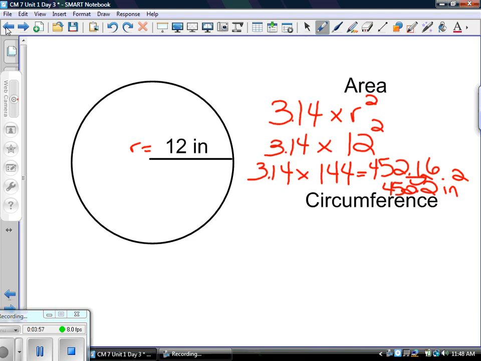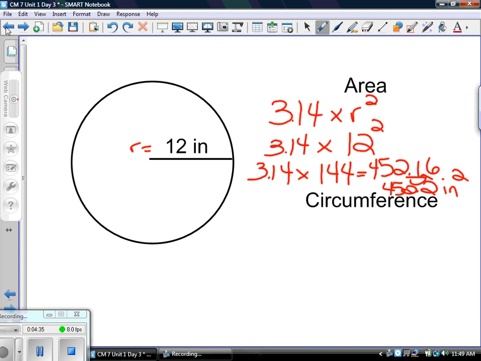Now, that measurement represents the amount of space on the inside of that circle. So if I have a circle with a 12-inch radius, I know that there are 452.2 square inches enclosed within that two-dimensional figure. For circumference, it's the distance around the figure. If I was literally to walk around this circle, or trace this circle, or put a string around this circle, the length of that string, or the amount of space that someone walked, would end up being the circumference. In other words, it's basically like saying you have the perimeter of a circle.